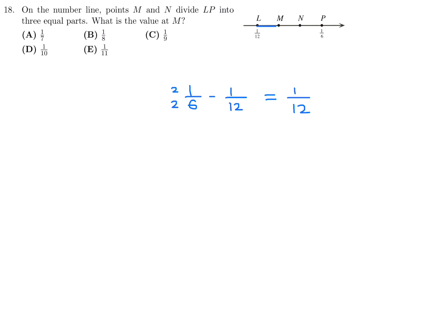Now, each of these is a third of that. So let's figure that out. So it would be 1/3 times 1 over 12. And that is 1 over 36. So each of these small distances is 1 over 36.